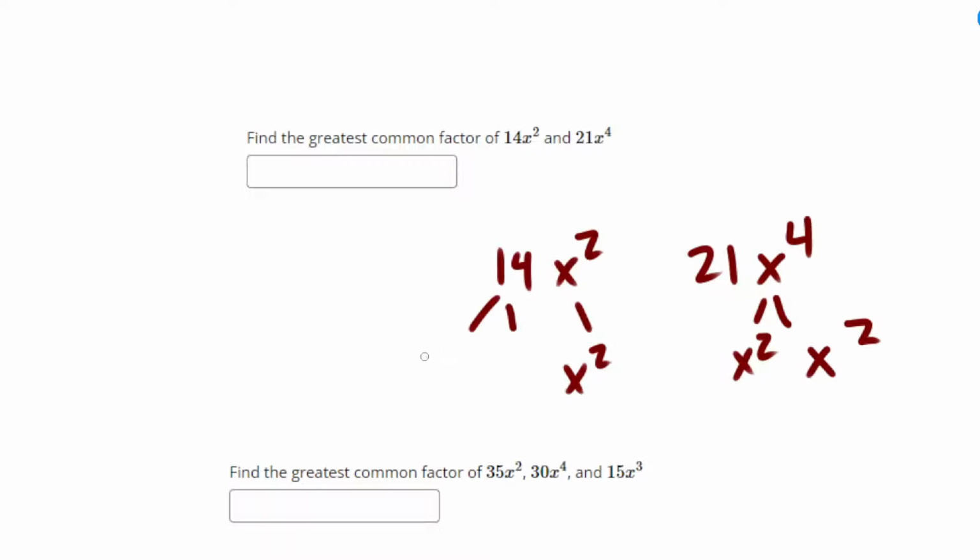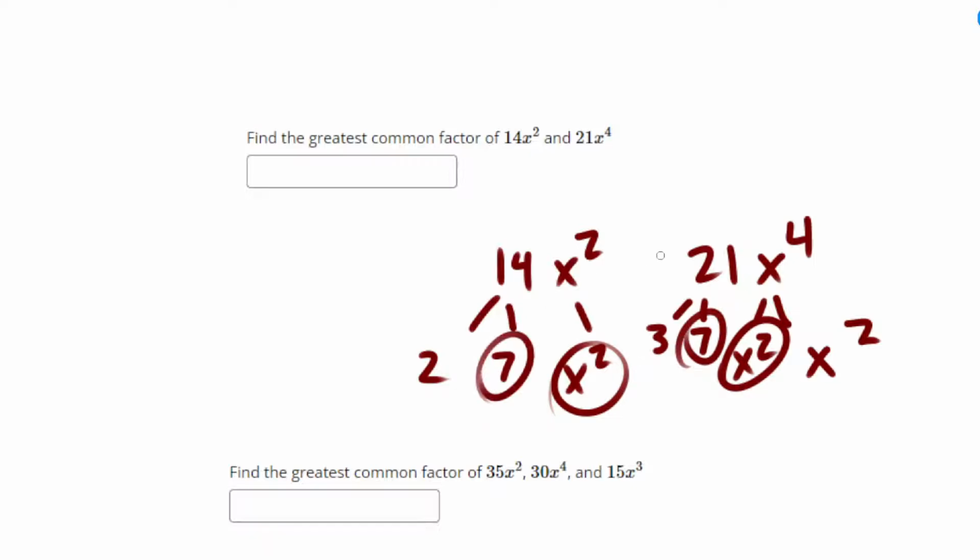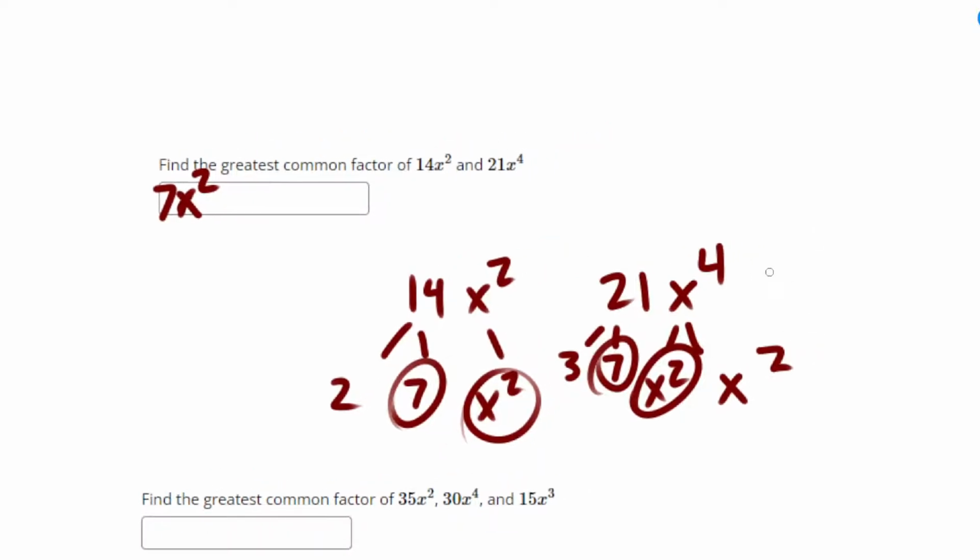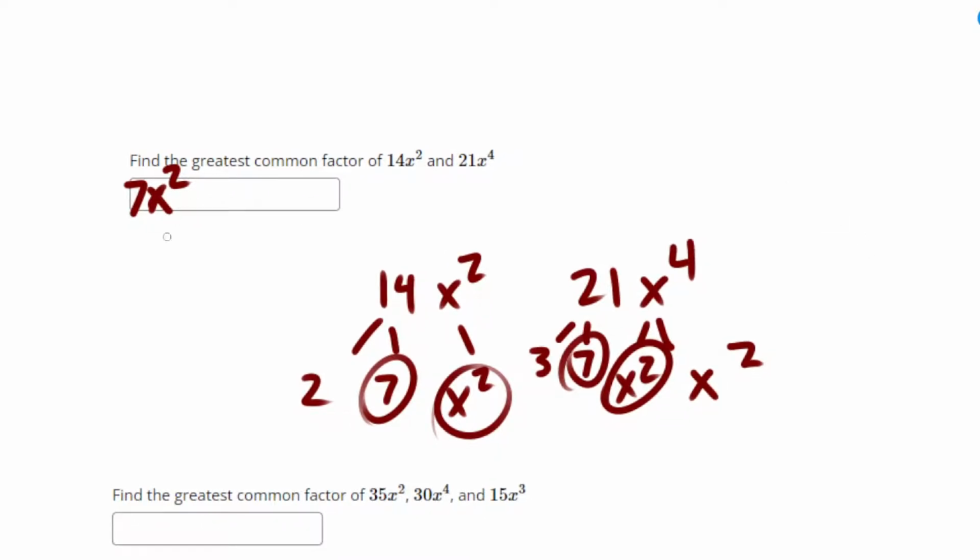And then 14 can be 2 and 7. 21 can be 3 and 7. And these both have an x squared in common. So they both have an x squared in common, and they both have a 7 in common. So we have 7x squared, and that is going to be your greatest common factor. And the way that would be represented, so this is the answer that it's looking for, just 7x squared.